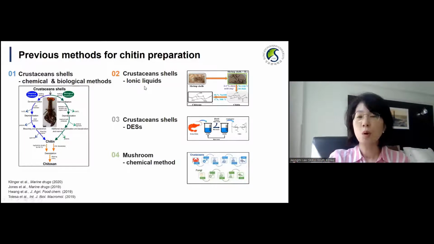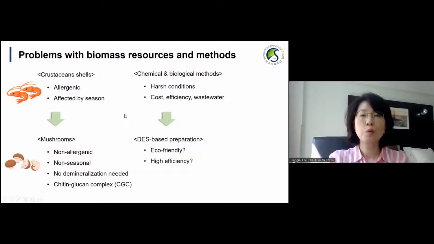But recently, people also started to use ionic liquids for chitin preparation from crustacean shells. And although there are not many, DESs have started to be used as chitin solvents for chitin preparation from crustacean shells. And very recently, a small number of studies have started to use mushroom for chitin preparation, but in this case, a chemical method was applied. So what's wrong with these conventional or previously reported methods?